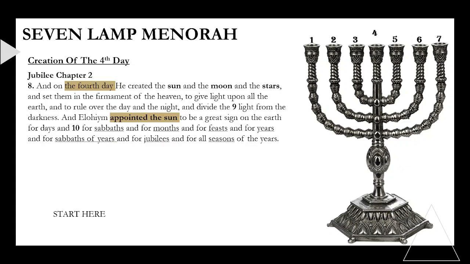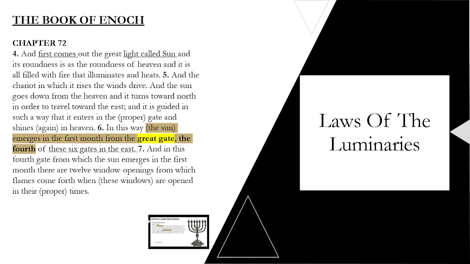So you see in Jubilees chapter 2, also in Enoch chapter 72, they are both saying the same thing, because I believe that the fourth day is the reason why the sun is coming through the fourth gate at the first of the month.